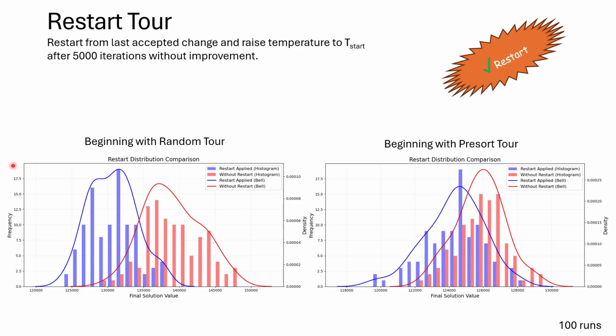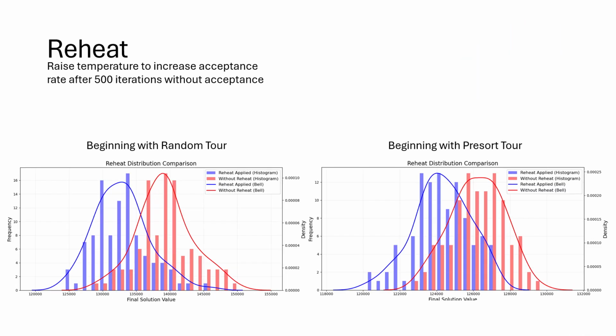Here's the idea of restart. With and without, so blue is with restart applied, red without, and we can see these are markedly different distributions, whether we began from a random tour or from a pre-sort tour. Interestingly, from a random tour it made a bigger difference than from pre-sort. I guess there was maybe less room for improvement, so the difference is smaller, but at any rate, under both scenarios, using restart after 5,000 iterations of no acceptance was beneficial.